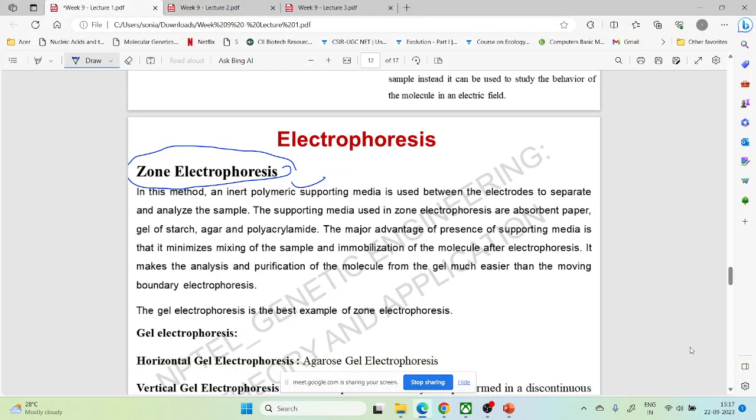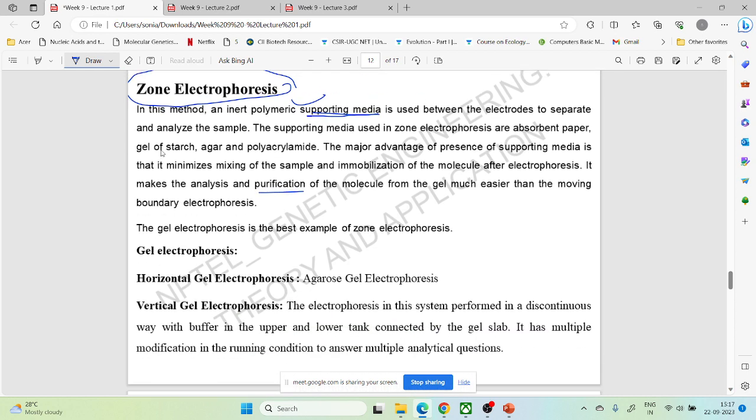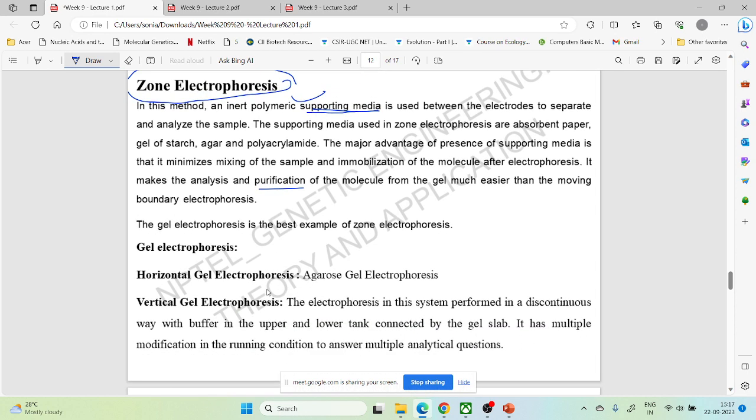So in zone electrophoresis, basically you have a supporting media, and therefore the purification and the analysis are much easier with the help of zone electrophoresis. The best example is the gel electrophoresis we use. Now gel electrophoresis can be either horizontal gel electrophoresis or vertical gel electrophoresis. Horizontal gel electrophoresis is the agarose gel electrophoresis that we mostly use for nucleic acids.